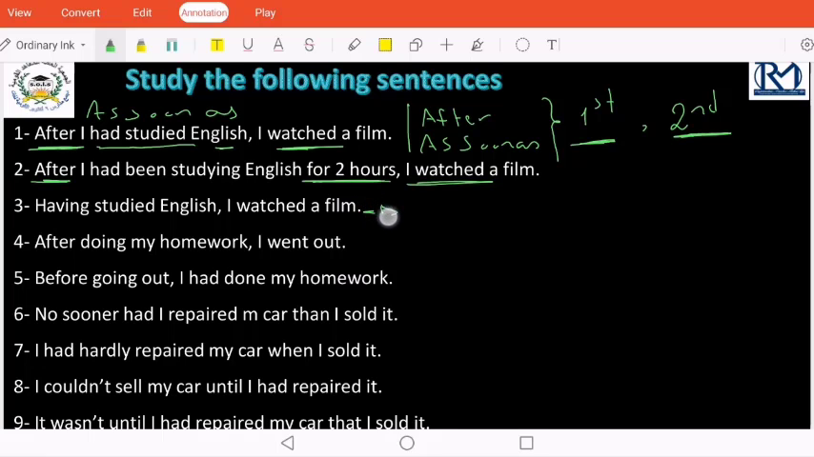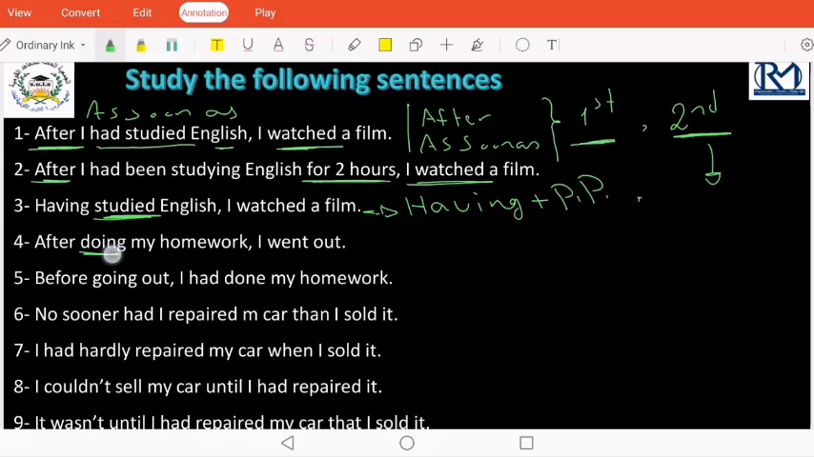One of the newest structures here is the word having, which is mainly followed by the past participle form. The second sentence would be the second action, which is past simple tense. So having studied. We do not say having studying, we do not say having been studying. We say having studied only. Having studied English, I watched the film.